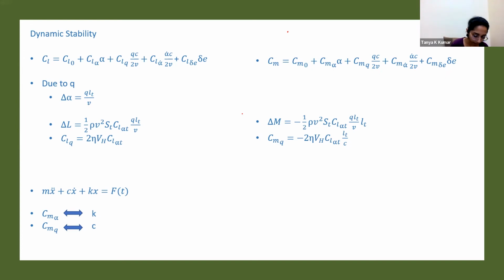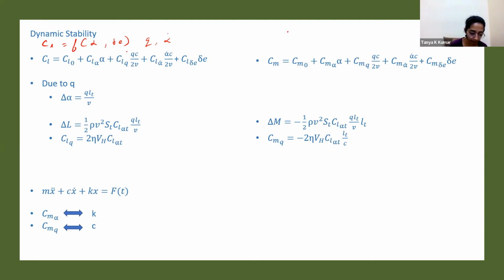So we took our CL. CL initially was a function of alpha and delta E only. That was for the static case. Now when time comes into play, you have two new components, that is Q and alpha dot. Q is the pitch rate, alpha dot is the rate of change of angle of attack. For the static case, we assumed angle of attack to be the same for that instant. For dynamic, we have an alpha dot.